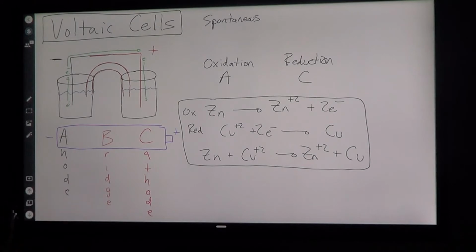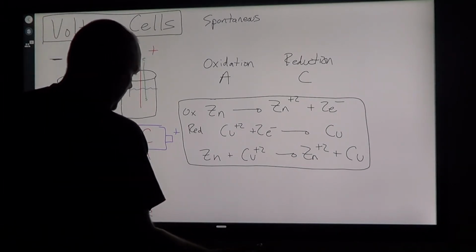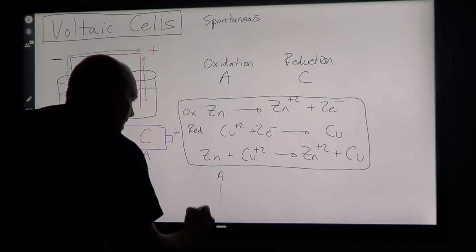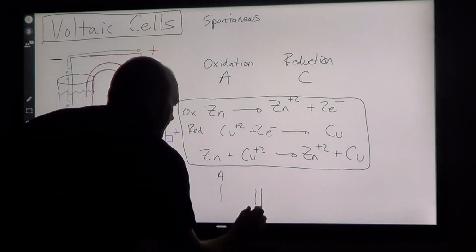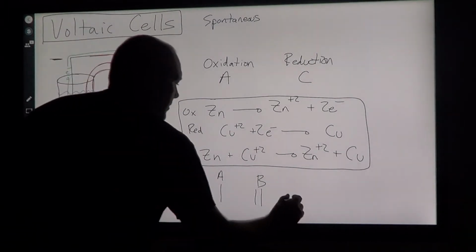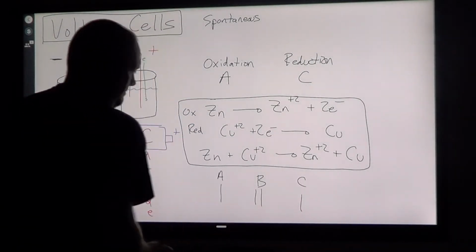So the way we do it with batteries, there's a shortcut. Okay? And so what happens is, you put a line here, and I'm going to put an A above it. It'll make sense in a second. Put 2 lines in the middle, that's a B. And then I'm going to put that line there, and it's a C.